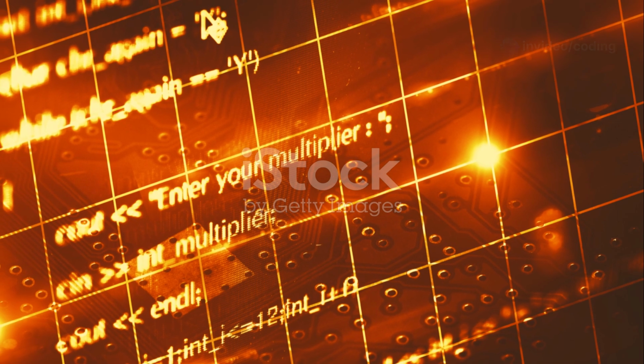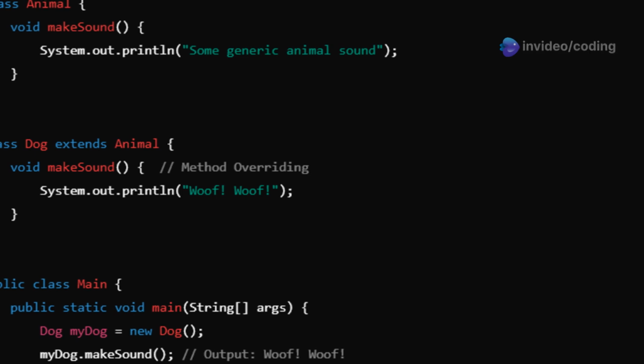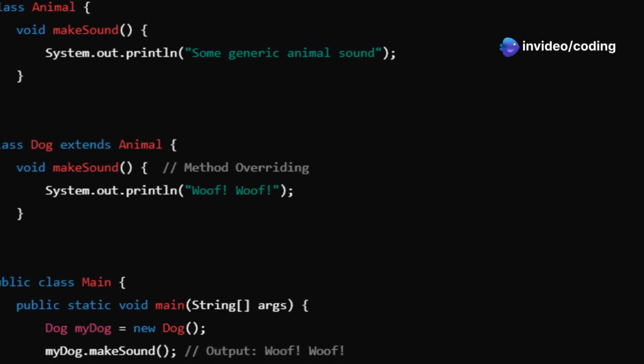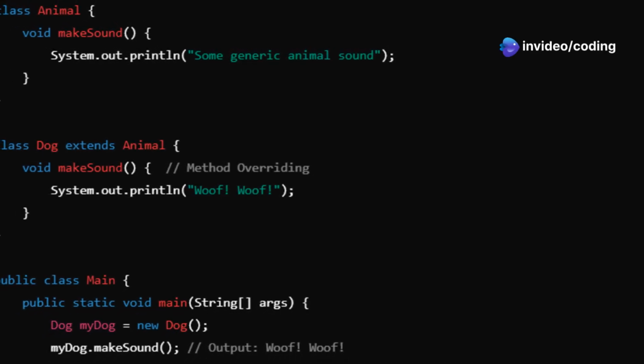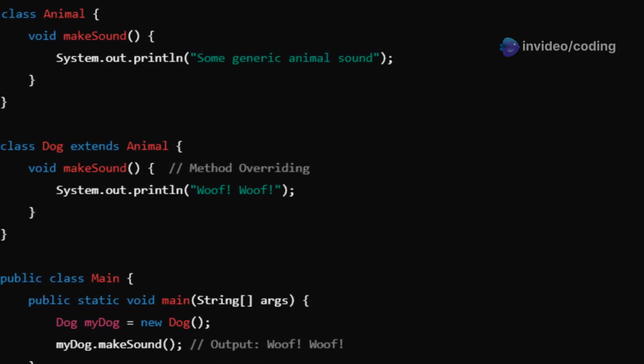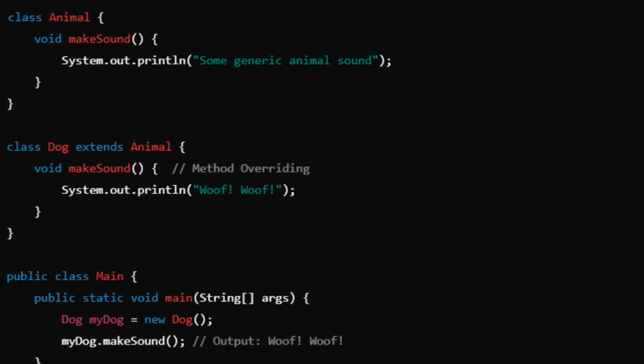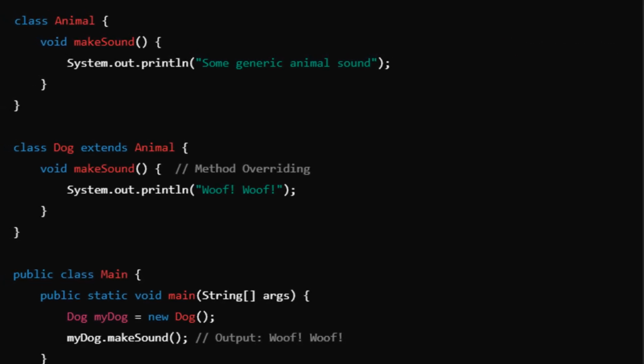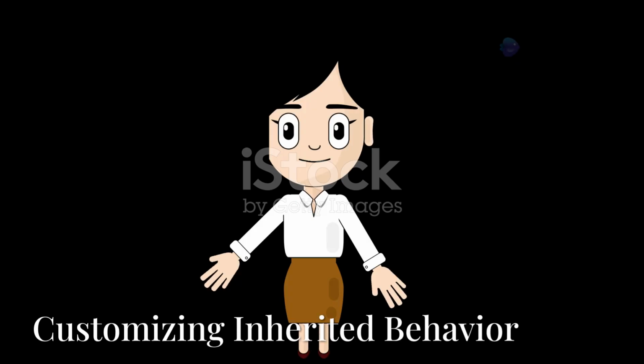Class Animal, the parent class, public void eat, System.out.println("Animal is eating"). Class Dog extends Animal, Dog inherits from Animal, public void bark, System.out.println("Dog is barking"). In this code, Animal is the parent class, Dog is the child class inheriting from Animal. A Dog object can use both eat from Animal and its own bark method.